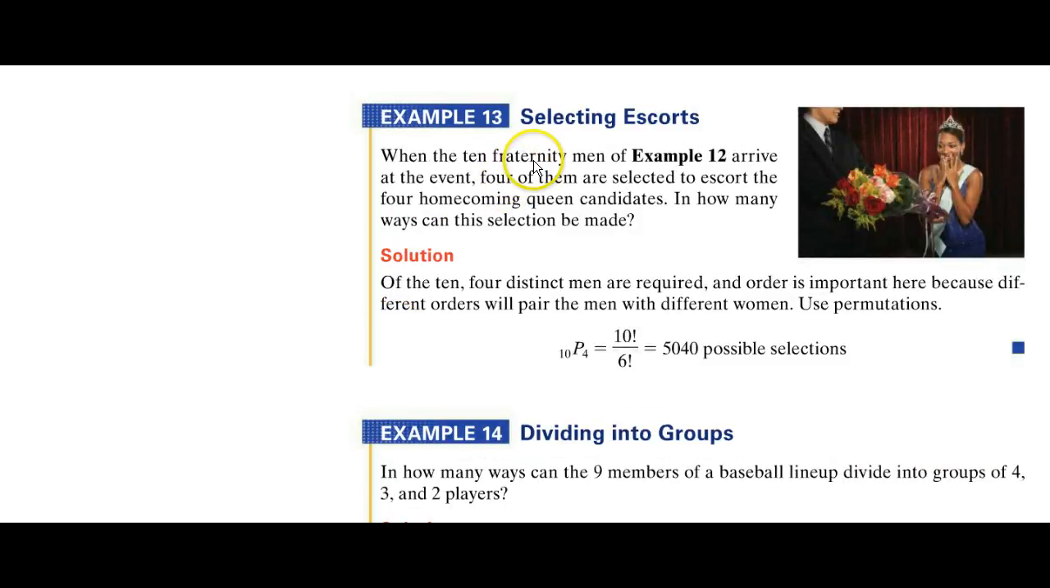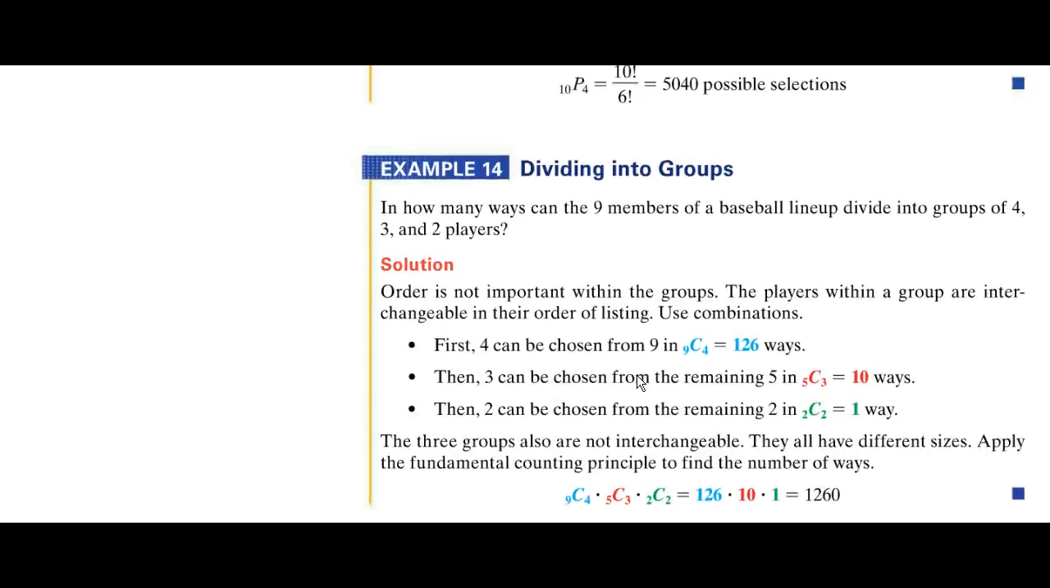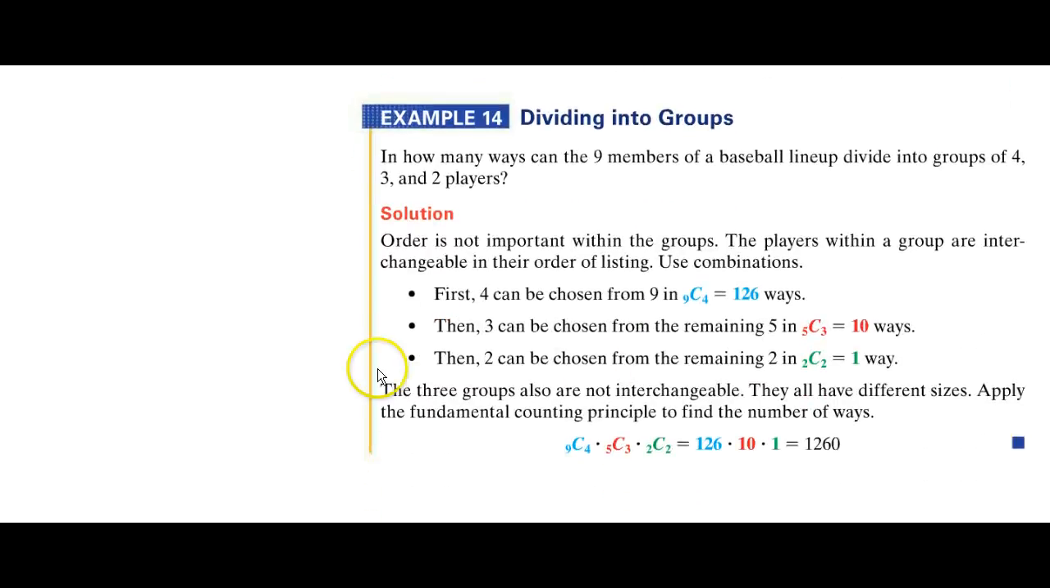Now here we have a fraternity, 10 members. We're going to select 4 to escort homecoming queen candidates. Here they're stating that order would be important because the different orders will pair the men with different women. So order is important. We use permutation, and there's the formula. Going on to example 14, we'll pause again.